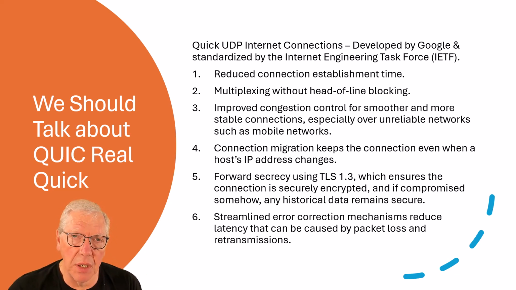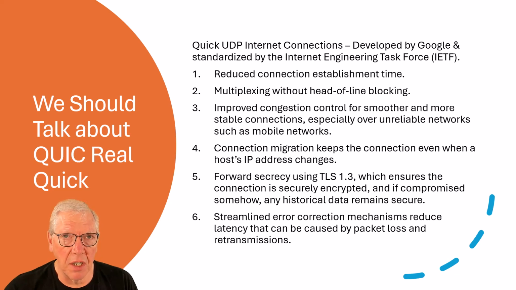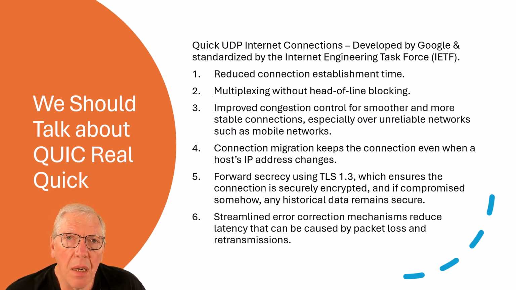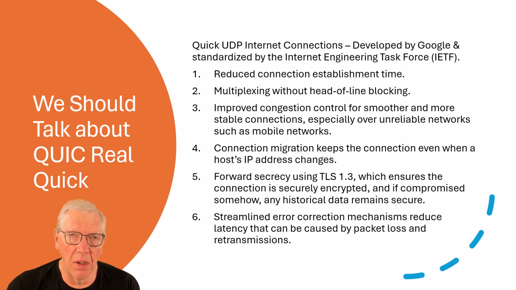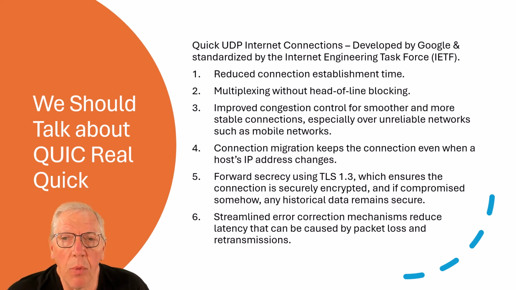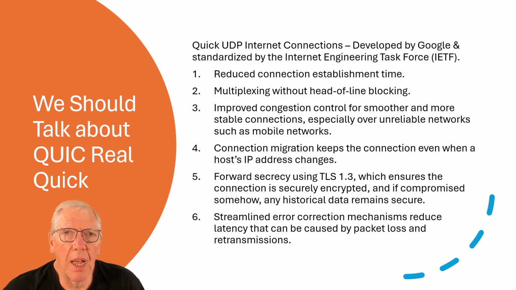So it's going to use UDP, so it doesn't have to go through the long, big thing of getting a connection nailed up, a secure connection nailed up. It's going to reduce connection establishment time by doing so, but then it also does what's called multiplexing. And what does that mean without head-of-line blocking?